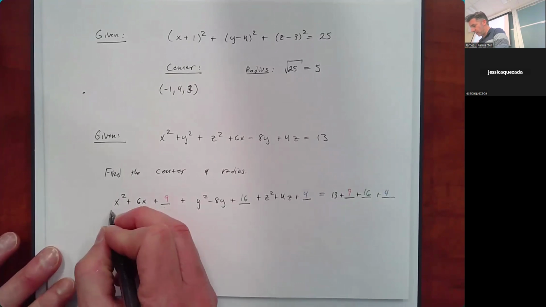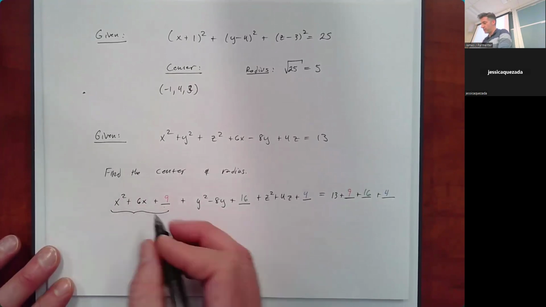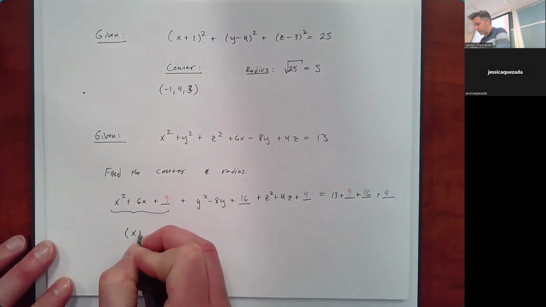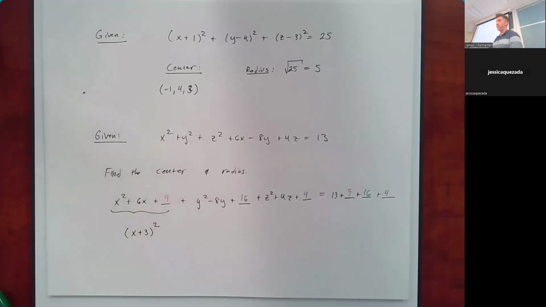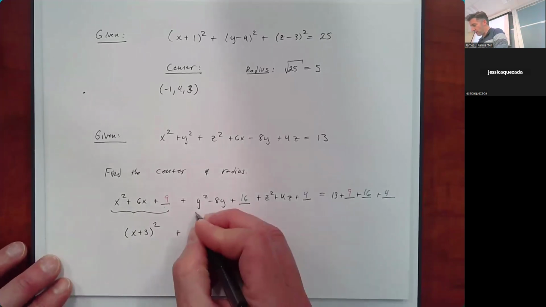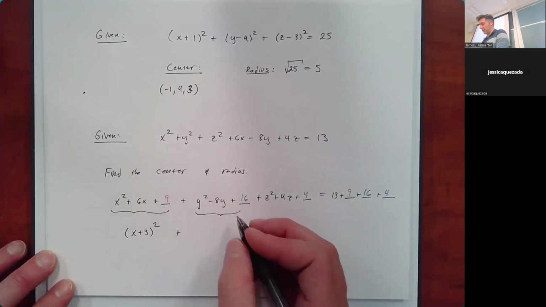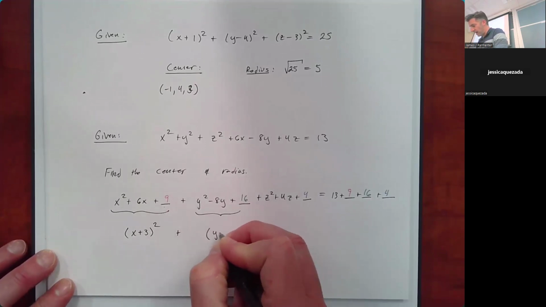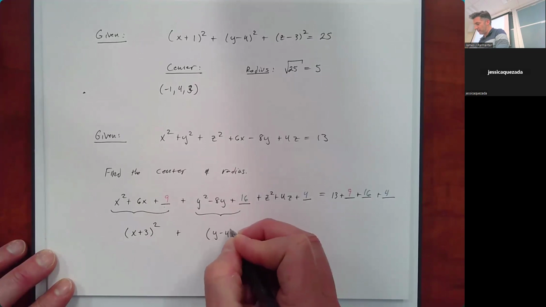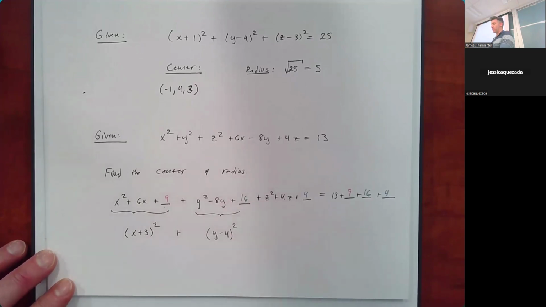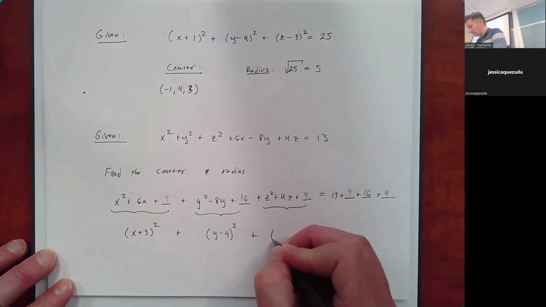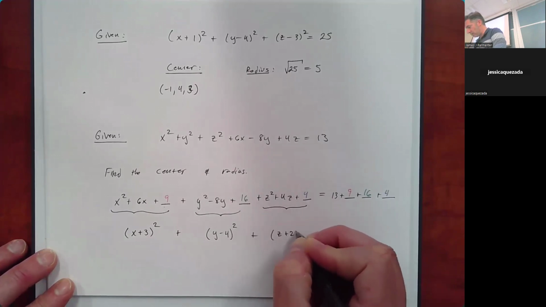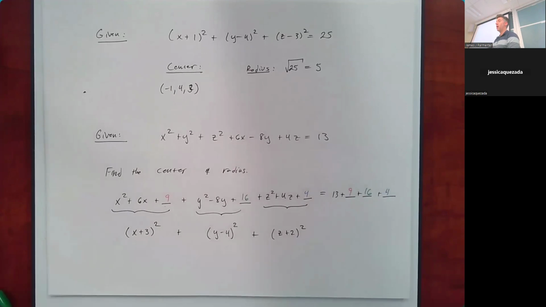So now when we complete the square, we have to be a little bit careful here. The x squared plus 6x plus 9 factors as x plus 3 times x plus 3, or x plus 3 squared. The y squared minus 8y plus 16 factors as y minus 4 times y minus 4, which is y minus 4 squared. And the z squared plus 4z plus 4 factors as z plus 2 times z plus 2, which is z plus 2 squared.